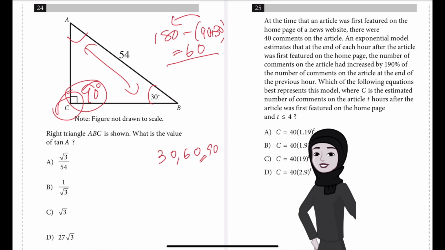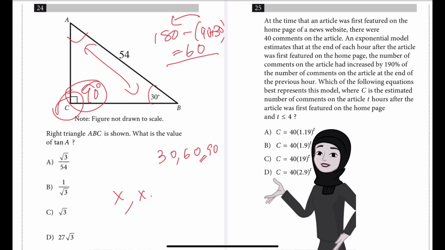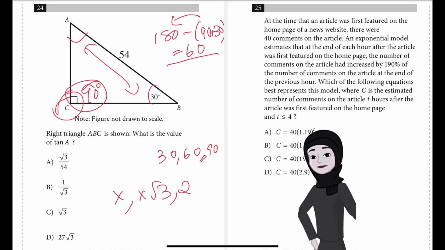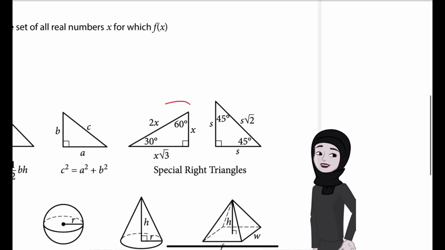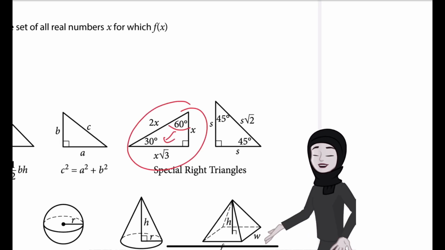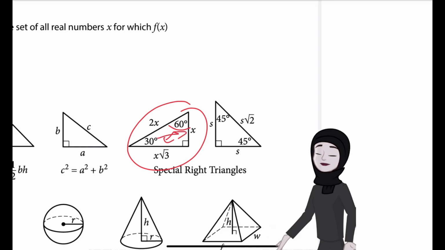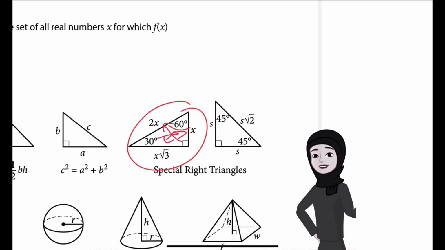And in a right triangle whose acute angles have measures 30 and 60, the lengths of the legs can be represented by the expressions x, x root 3, and 2x. So if you go and observe the special right triangles, the 30, 60, 90 triangle, you can see that opposite to 60 is x root 3, opposite to 30 you have x, and opposite to the 90 degrees the side length is 2x. So this is the ratio which is maintained.